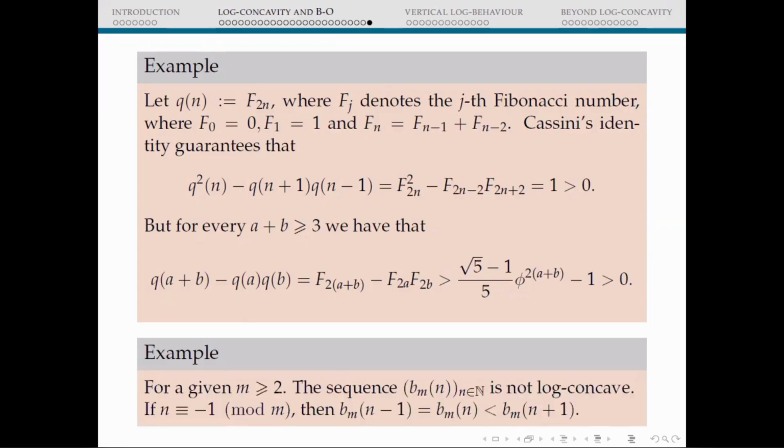Also, in the case of the MRA partition function, I told you that it satisfies the Poisson-Ono inequality, but it's not log-concave. One can also check it: if we consider n which is congruent to minus 1 mod m, then we have the following equalities, but p_m of n plus 1 is strictly larger, so for all n of the following form, we don't have the log-concavity property. Good. Are there any questions?